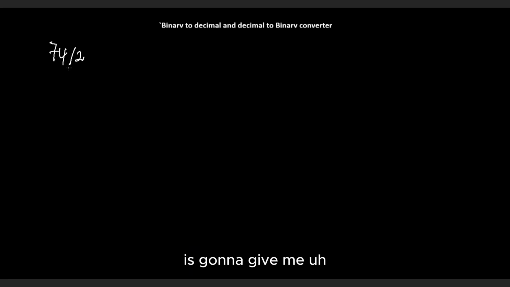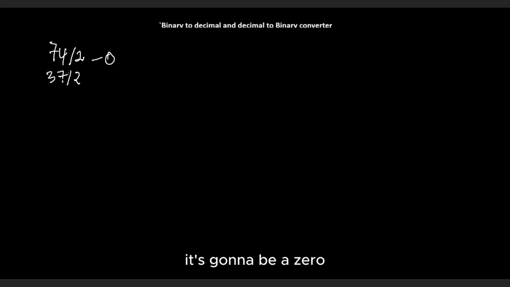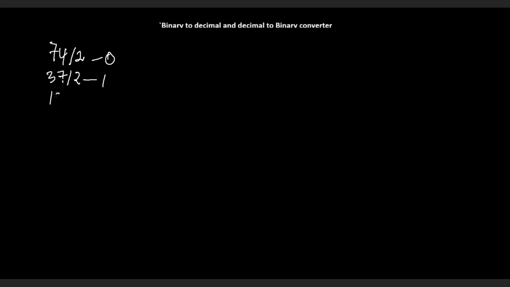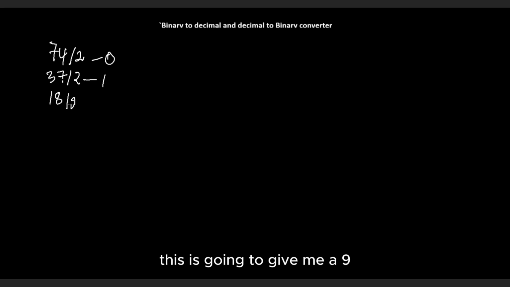74 divided by 2 is gonna give me 37. So 37 again divided by 2. Here there was no remainder. Every time you don't have a remainder, it's gonna be a 0. 74 divided by 2 is just straight 37. 37 divided by 2 is going to give me a remainder of 1, and I'm gonna have 18, because 18 plus 18 is 36, and the 1 is here. So 18 divided by 2 is going to give me a 9, and there is no remainder here.